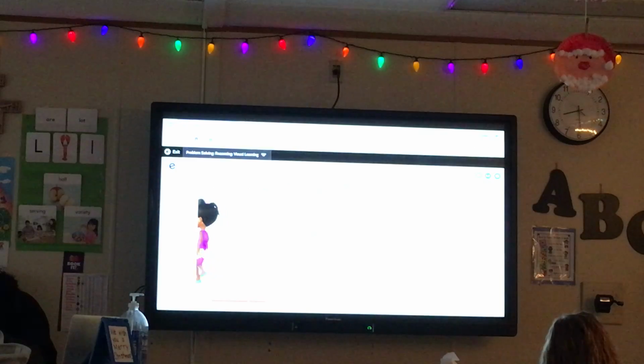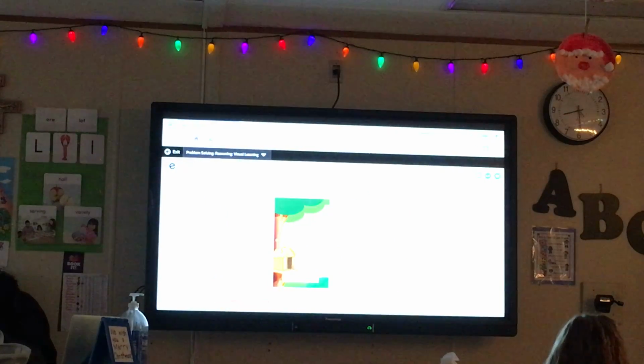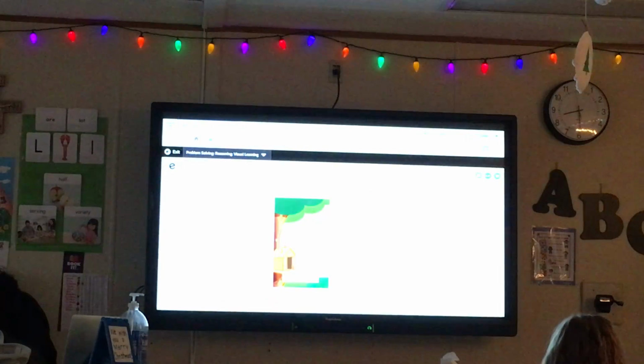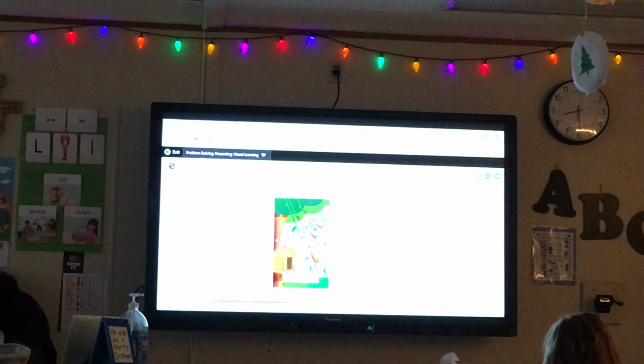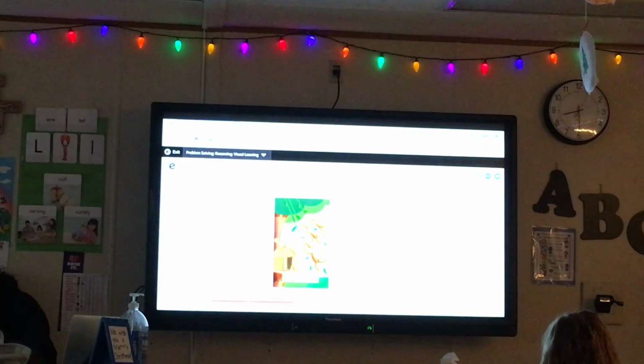How can Jada solve this problem? What can we use? She can tell a story to find the answer. That's one way. Jada says, 2 monkeys are sitting in a treehouse. 3 monkeys swing over to join them. Now there are 5 monkeys in all.